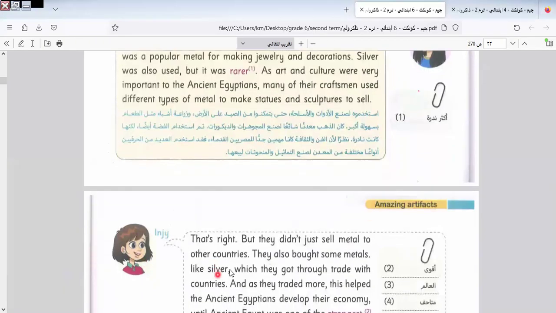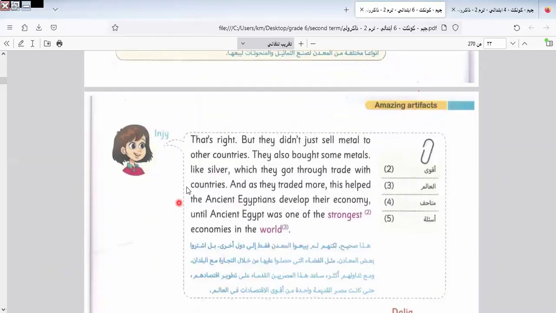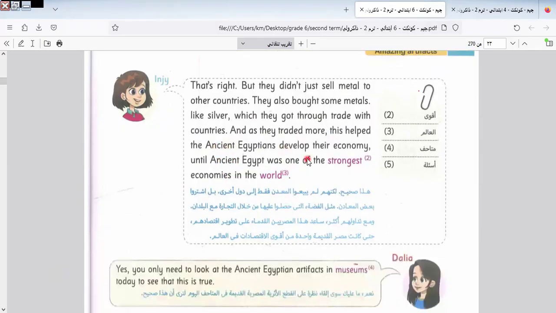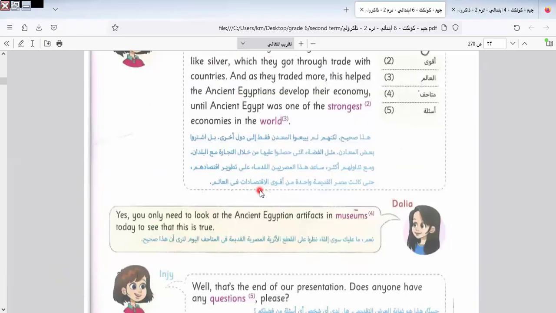And sculpture to sell. Let's go. That's right. But they didn't just sell metal to other countries. They also bought some metals like silver, which they got through trade with countries. And if they traded more, this helped the ancient Egyptians develop their economy, until ancient Egypt was one of the strongest economies in the world.